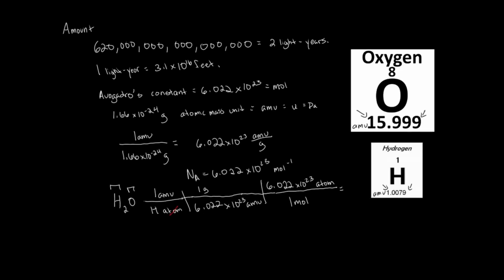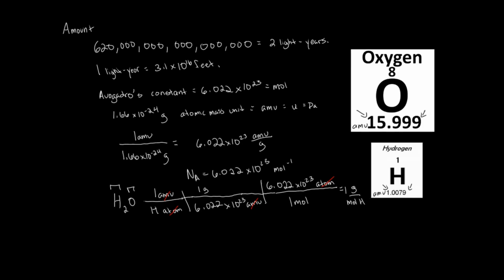We know that atom is going to cancel here. AMU is going to cancel here. So we are left with 1 gram per mole of hydrogen. So for a mole of hydrogen, it is 1 gram of mass.